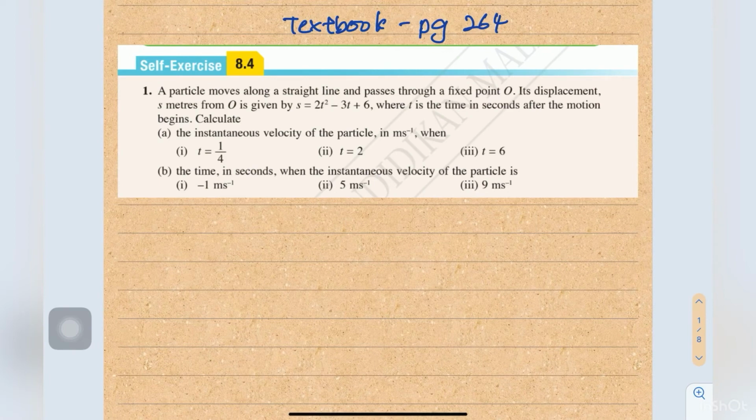Hi, hello. Now we are going to do more practice in kinematics of linear motion by doing self-exercise 8.1 from the textbook. Okay, question number 1.